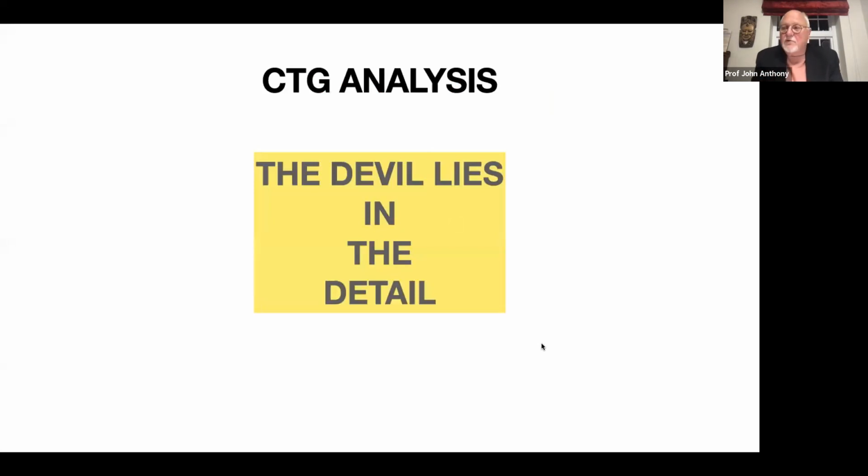Now, having said all that and having dealt with the fact that CTG tracings have a role to play, I want to move on and talk now about the actual process of analyzing CTGs. And here again, I want to draw your attention to the fact that the devil lies in the detail. You need to understand what's written in the various classifications in detail. Whichever one you're going to use, you need to understand what's been written there and apply it rigorously to any tracing that you're analyzing.